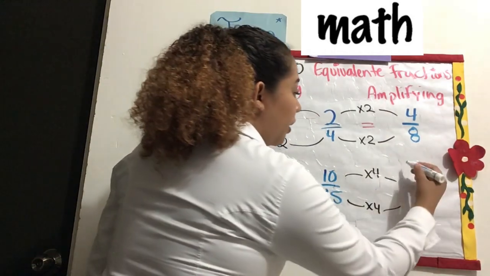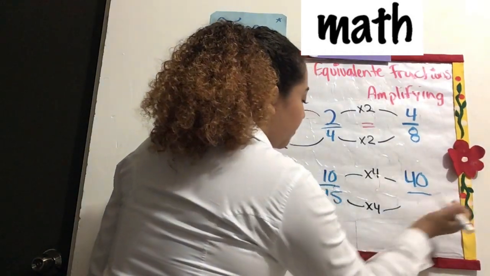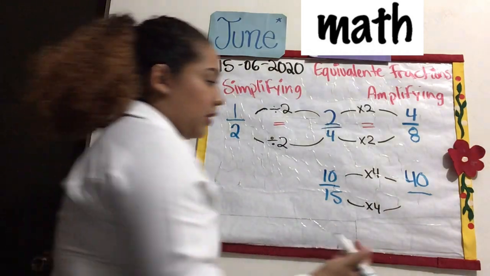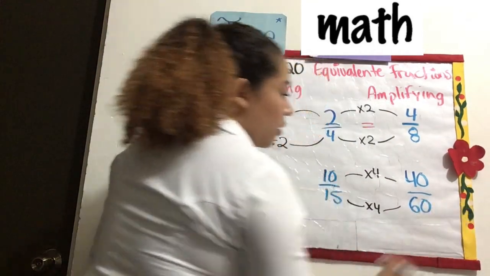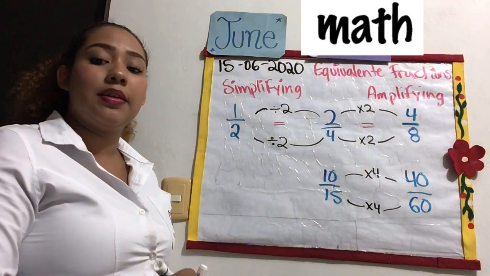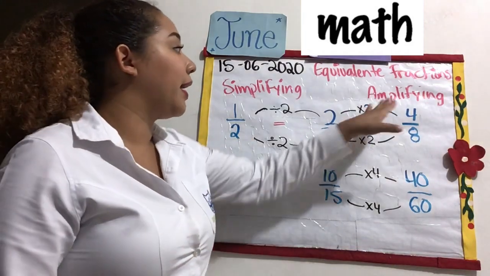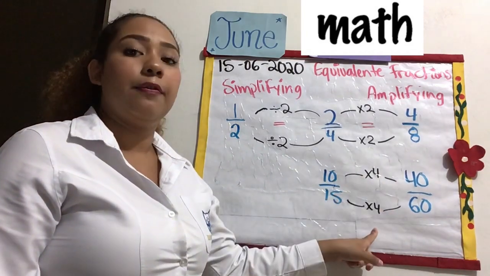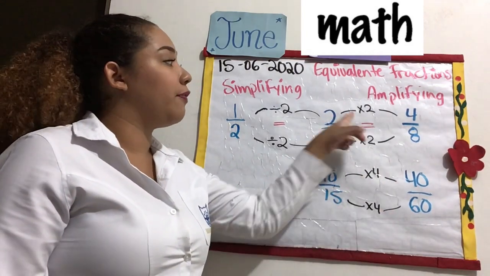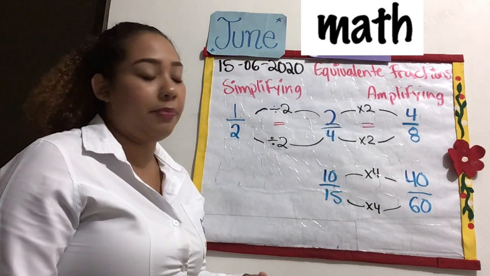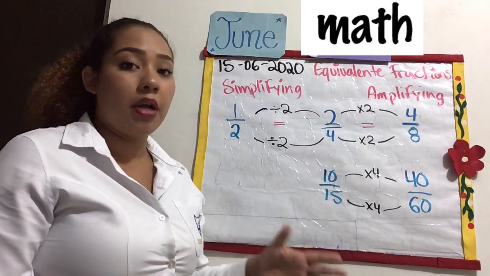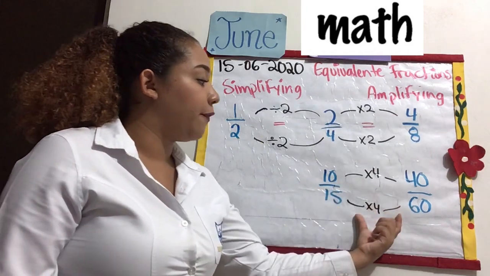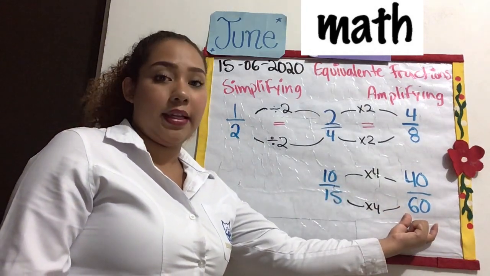10 times 4, 40, and 15 times 4, 60. So you see how in this case I amplified this fraction by multiplying by 4. Remember that amplifying is multiplication with the same number. Now I multiplied it by 4 and this is my equivalent fraction.